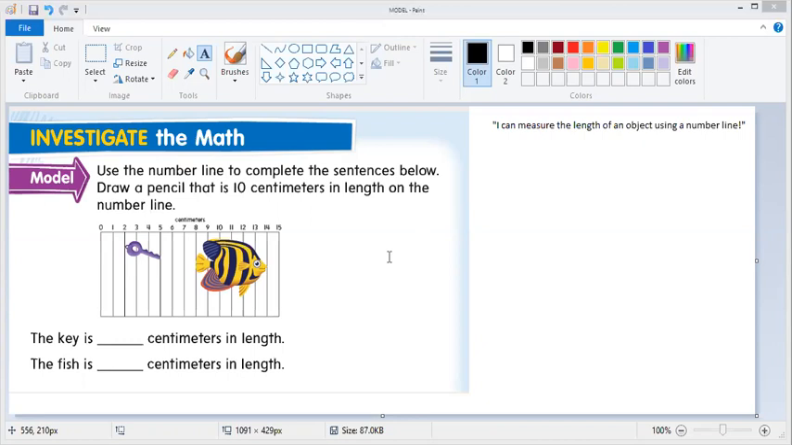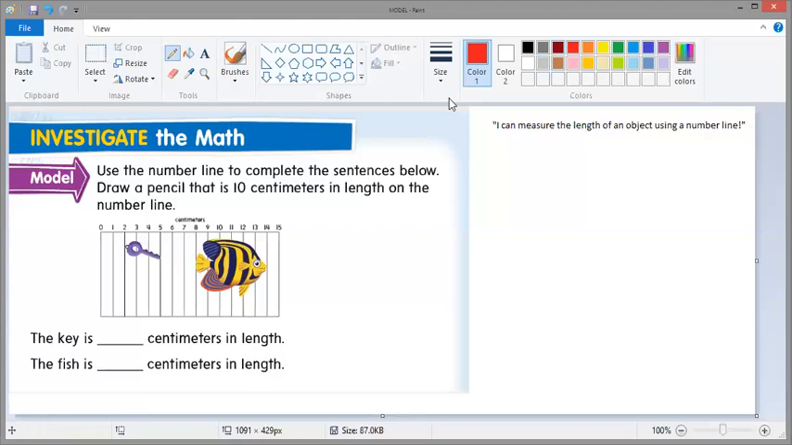Looking at our number line right here, it's laid out just like a graph. It goes from 0 to 15. I know that these numbers are representing the lengths of the unit of centimeters, so we're using the metric system. Right here I have a key and I have a fish. When measuring an object on the number line, I want to figure out where the object begins its length and where it ends. So I'm going to mark this for you right here in red.